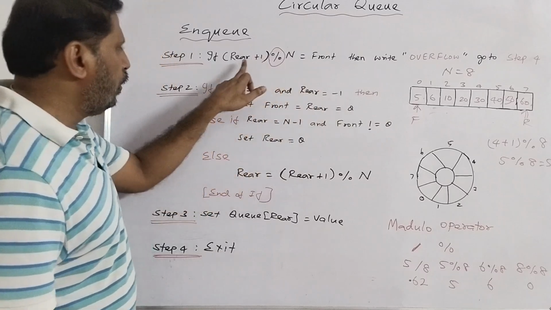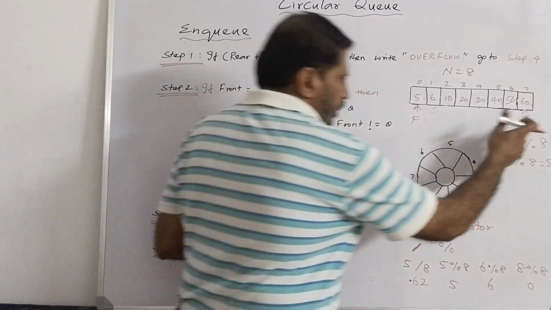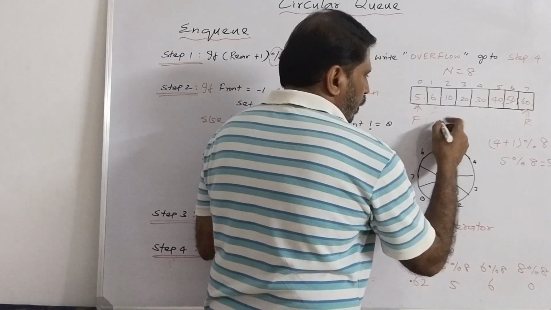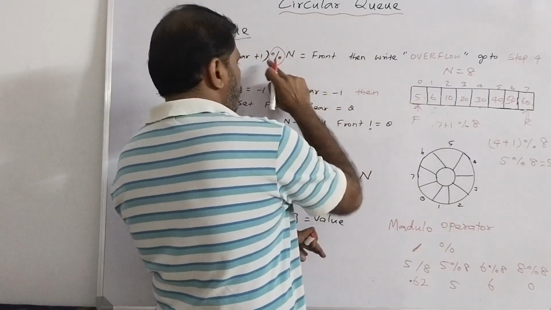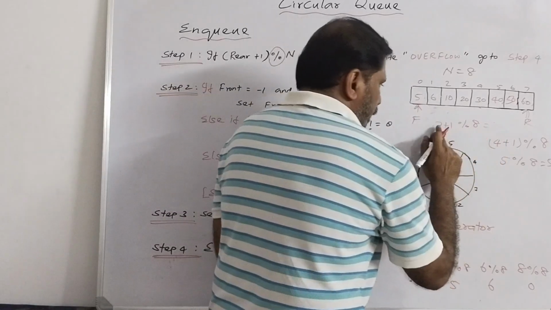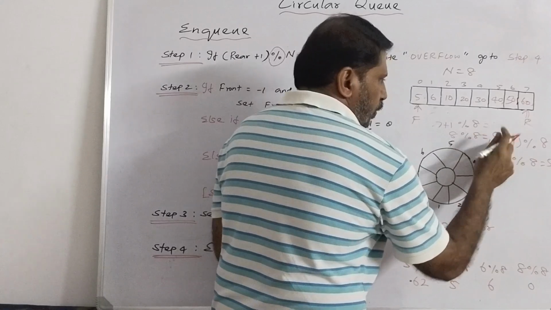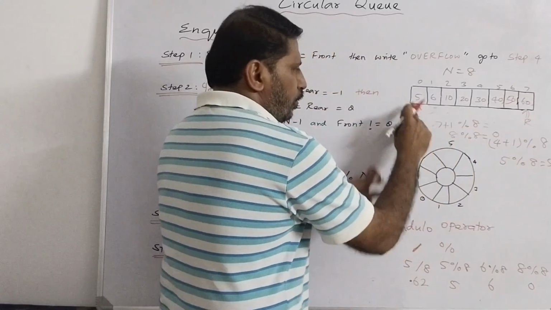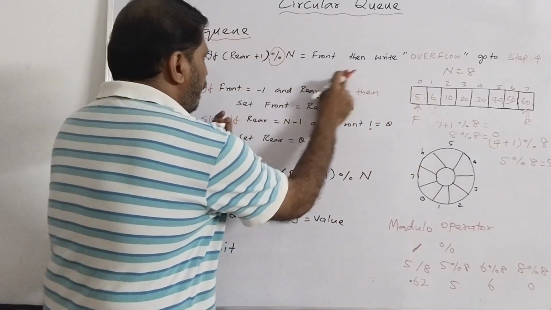Front equal to rear plus 1 modulo n. What is rear? Rear is 7. 7 plus 1 modulo 8, where n value is 8. 7 plus 1 is 8, and 8 modulo 8 equals 0. So we come to the 0th position, and the front pointer is already there. So that's why the condition is satisfied here.